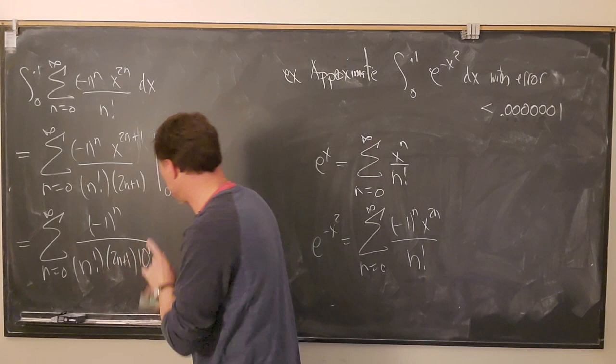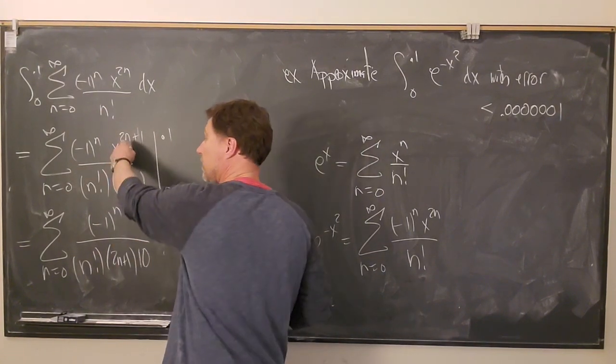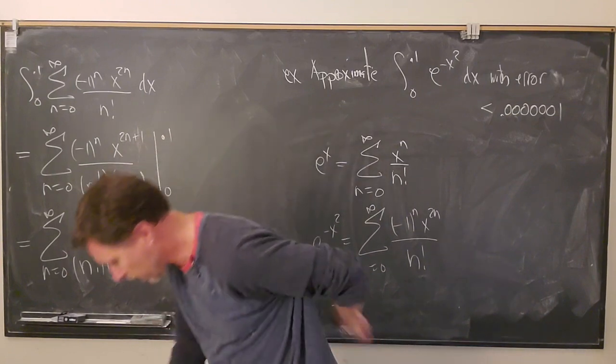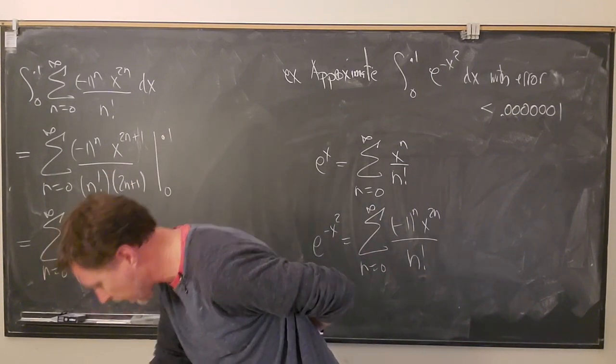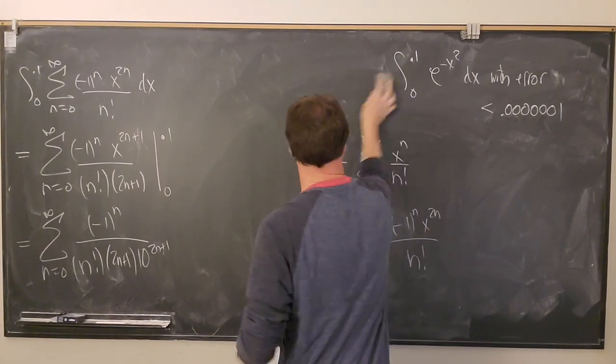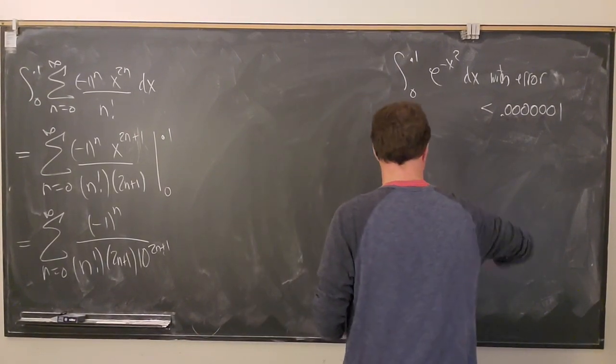Oh, sorry, and it should be n right there, right? Sorry, I'm plugging into 2n plus 1, so it's 10 to the 2n plus 1. Make sure I got my answer matching up there. Yep. This is an alternating series, so if I want to approximate, I need to find the n that works.